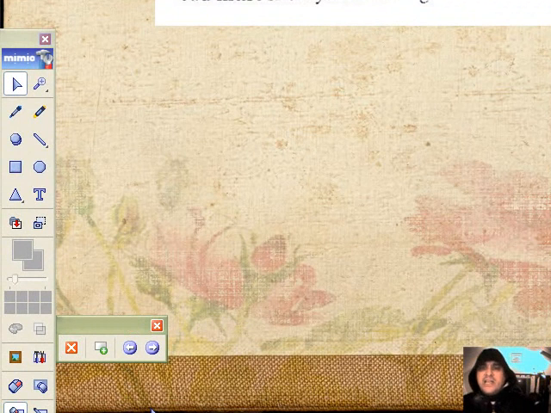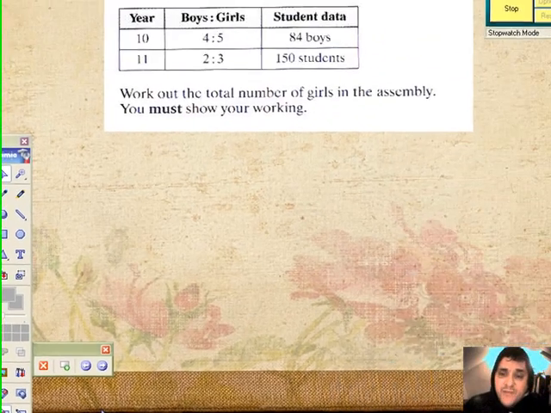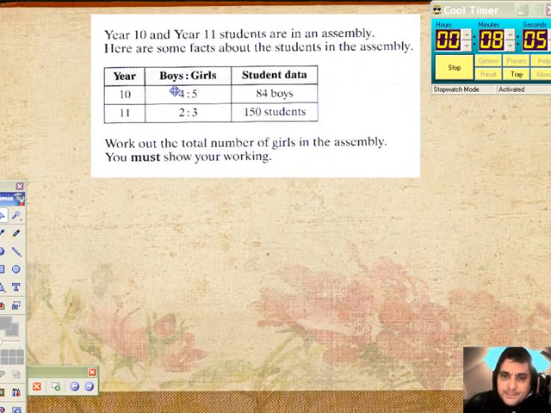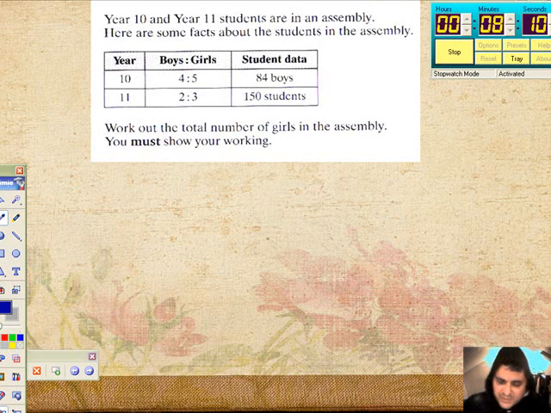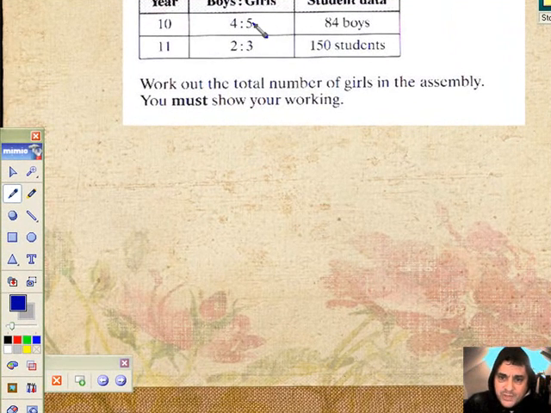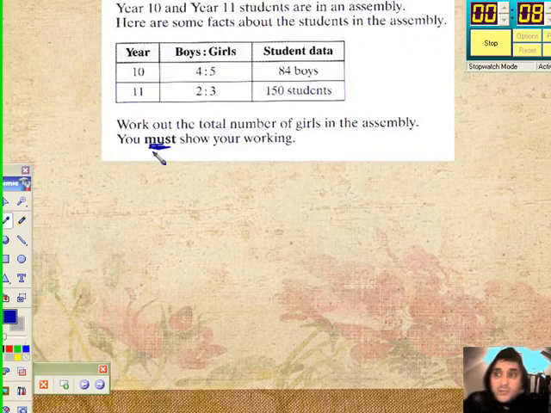It says Year 10 and Year 11 students are in an assembly. Here are some facts about the students in the assembly. Year 10, the ratio of boys to girls is 4 to 5. So 4 lots of boys to 5 lots of girls. Year 11, the ratio of boys to girls is 2 to 3, so 2 lots of boys to 3 lots of girls. We have 150 students, and the question says work out the total number of girls in the assembly, and you absolutely must show your working out.